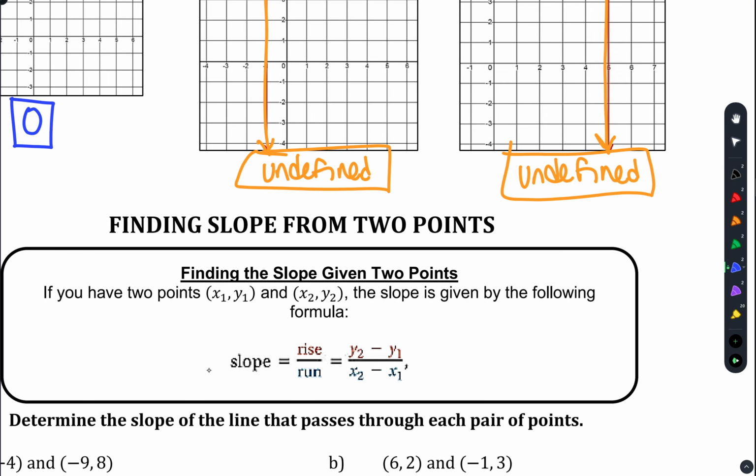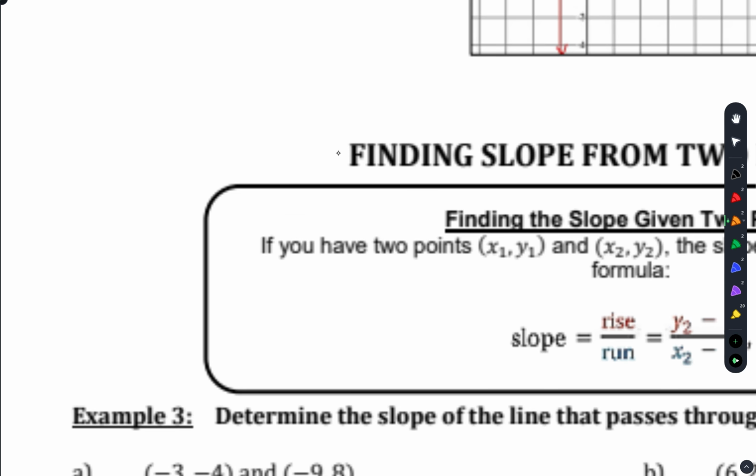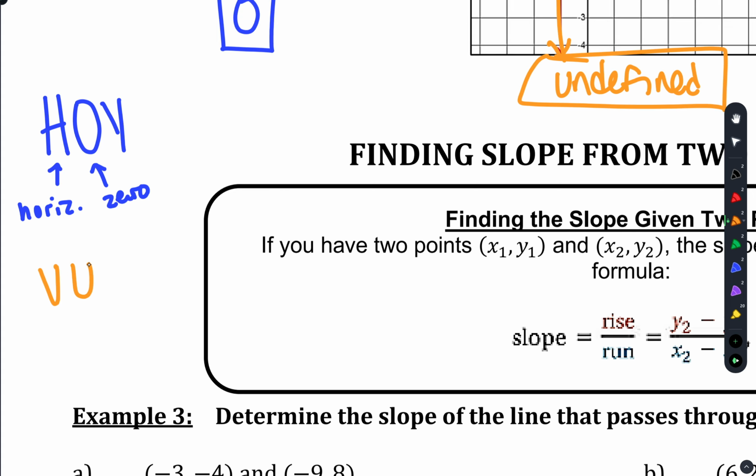The other half, I'll just put it underneath, is VUX, which again does not mean anything. The V stands for vertical, and the U stands for undefined. I literally still use this acronym to this day to figure out which one I'm talking about. Horizontal, HOY, 0 slope; vertical, VUX, undefined slope. I'll tell you what the Y and the X mean in a second. Any questions there so far?